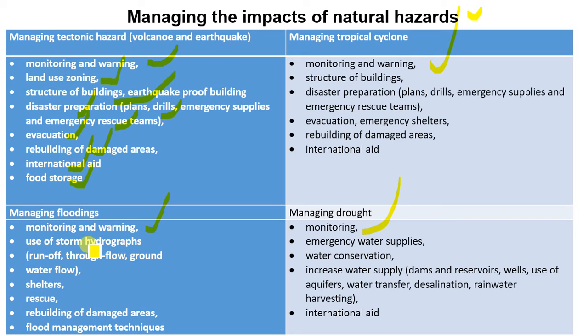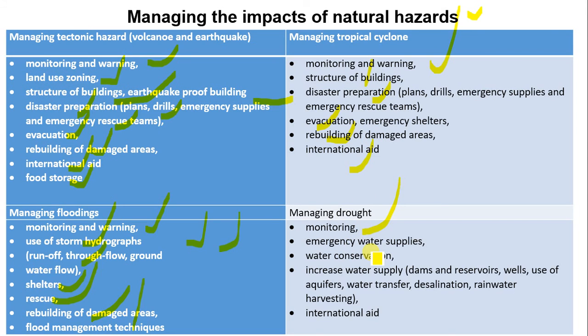Then managing flooding, outside monitoring and warning, you can use your storm hydrograph to predict when flood is likely to occur. You monitor the runoff, you build good shelters that are difficult to be washed away by flood, and have rescue teams and rebuilding of damaged areas. Flood management techniques should also be put in place. You can also increase the levees. Now we have managing tropical hazards: structural building, and also disaster preparation, just like this, they are similar. Evacuation and emergency shelter, rebuilding of damaged areas and international aid.